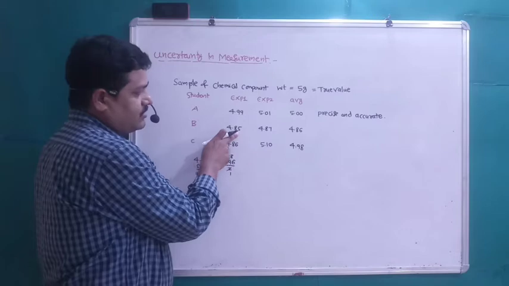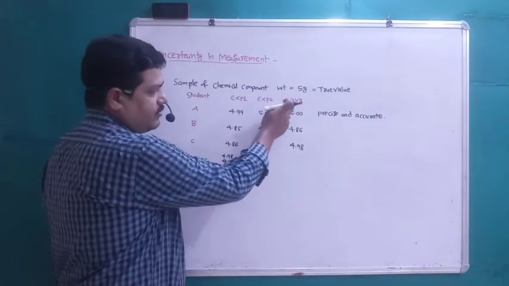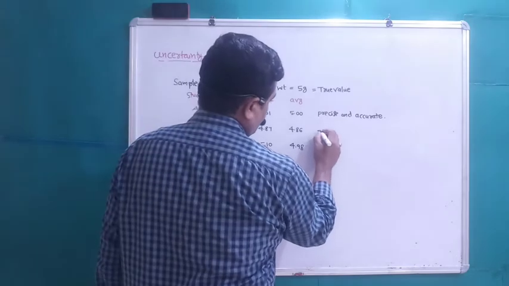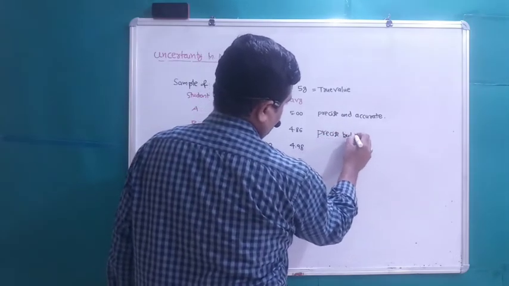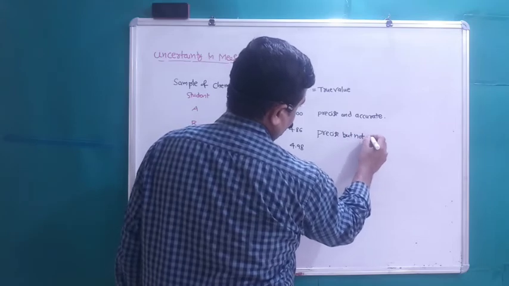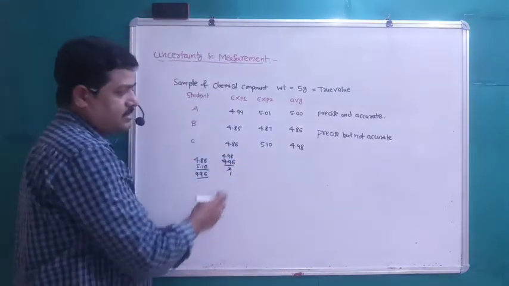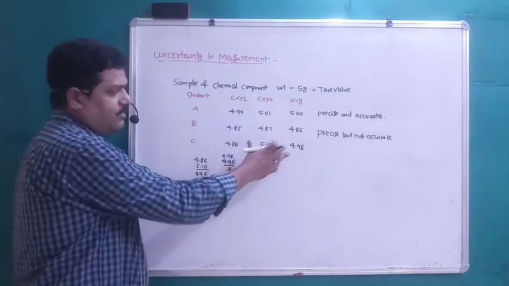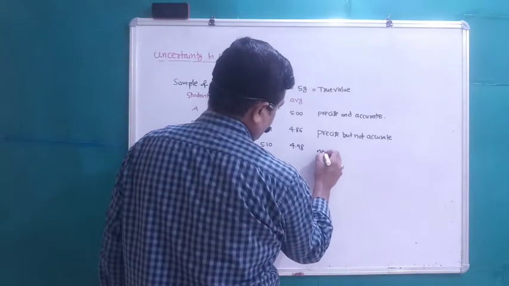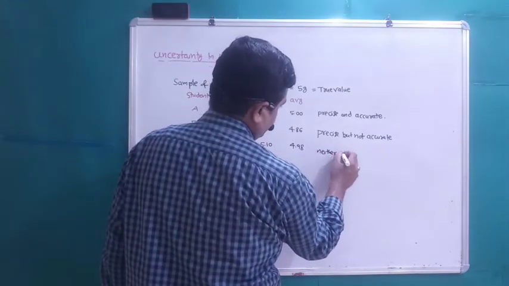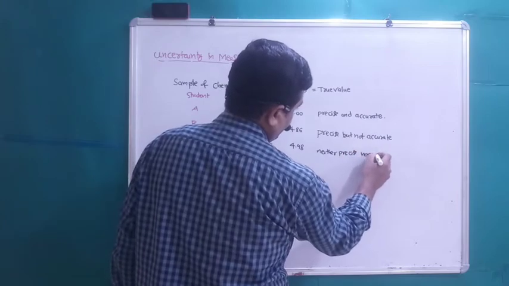But B's values are close to each other but not close to the true value, so we can call these precise but not accurate. And C got entirely different values in the two experiments, so we can call this neither precise nor accurate.